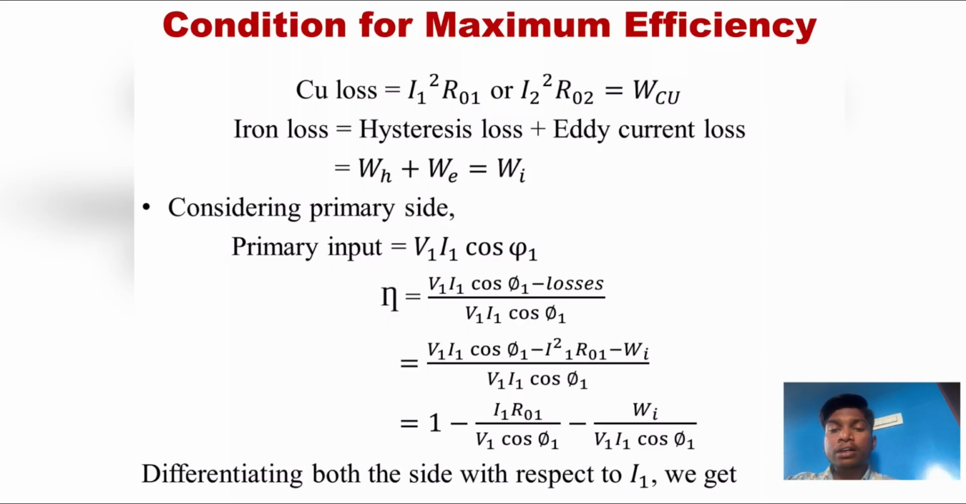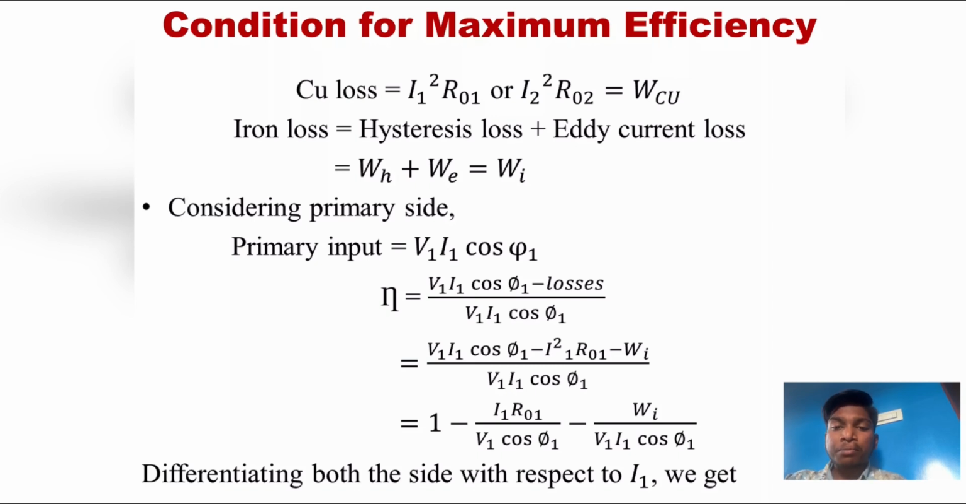And here is a brief explanation of copper losses for the condition for maximum efficiency. The copper loss equals I1 squared R01 or I2 squared R02 equals Wcu, the copper loss. Iron loss equals hysteresis loss plus eddy current loss. The hysteresis loss we call WH plus eddy current loss we call WE, that equals iron loss, which we call WI.